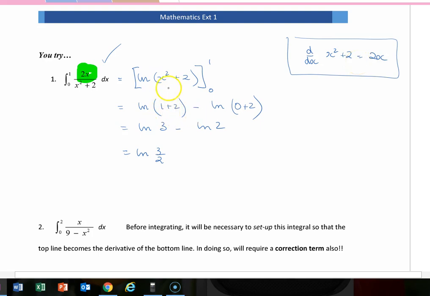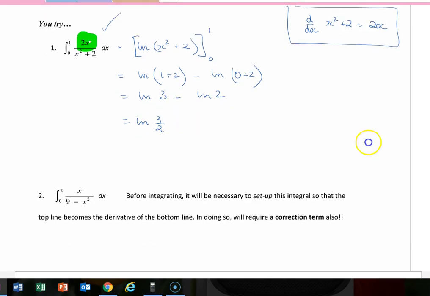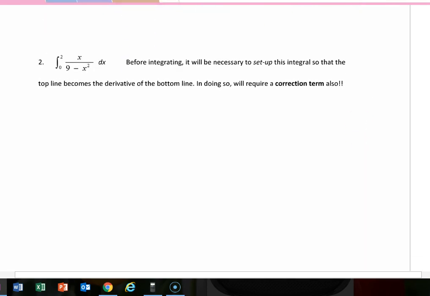Back to here, subbing in our values, you get log 3 minus log 2. Using your log rules, log 3 minus log 2 is log of 3 on 2. Let's have a look at this next one. So it's another definite integral from 0 to 2 of x on 9 minus x squared. So again, we're integrating a fraction, and unless we can simplify it, then it becomes a log function.